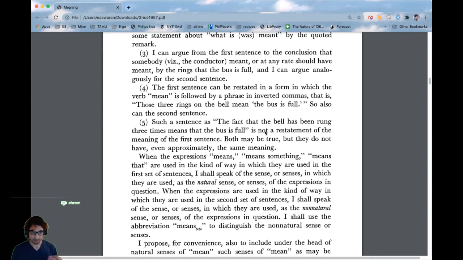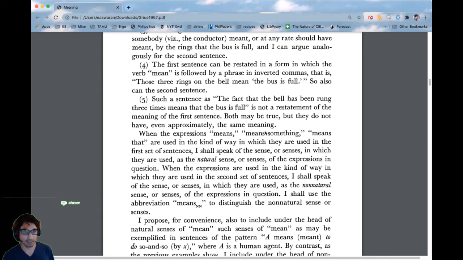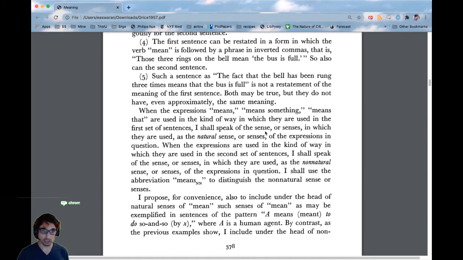Fourth, the first sentence can be restated in a form in which the verb mean is followed by a phrase in inverted commas, quotation marks. That is, those three rings on the bus mean, quote, the bus is full. So also can the second sentence. 5. Such a sentence as, the fact that the bell has been rung 3 times means that the bus is full, is not a restatement of the meaning of the first sentence. Both may be true, but they do not have, even approximately, the same meaning.